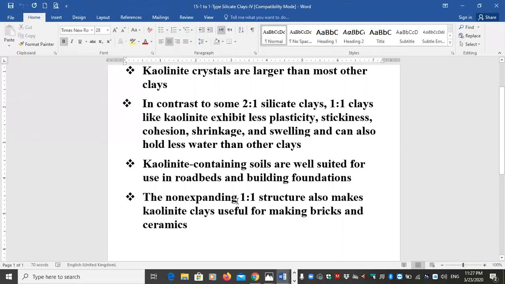The non-expanding one-to-one structure also makes kaolinite clays useful for making bricks and ceramics. When you see all the pots and pottery on the roads that people use a lot, they are made of this type of clay because they don't crack. Otherwise, if you make them from any other clay that expands and shrinks, they will not last. They will break.